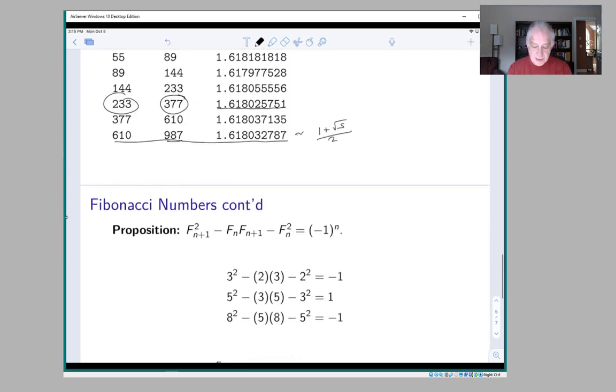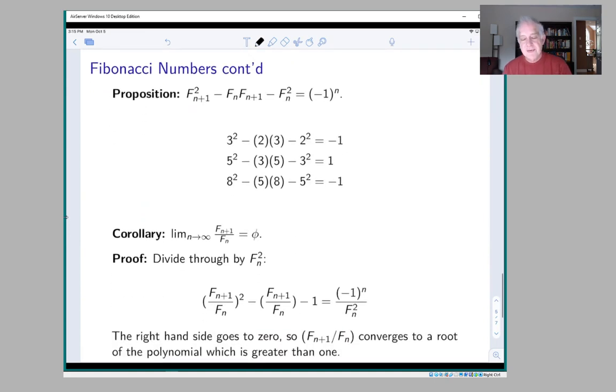So how do we prove this? Well, we actually prove a simpler identity, which doesn't involve any calculus. Again, f_(n+1) and f_n are a pair of successive Fibonacci numbers. If you take f_(n+1) squared minus f_n times f_(n+1) minus f_n squared, you get plus or minus 1. It alternates, plus or minus 1.